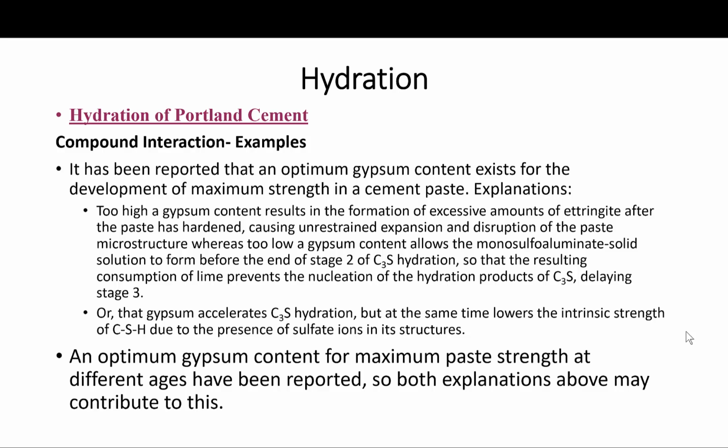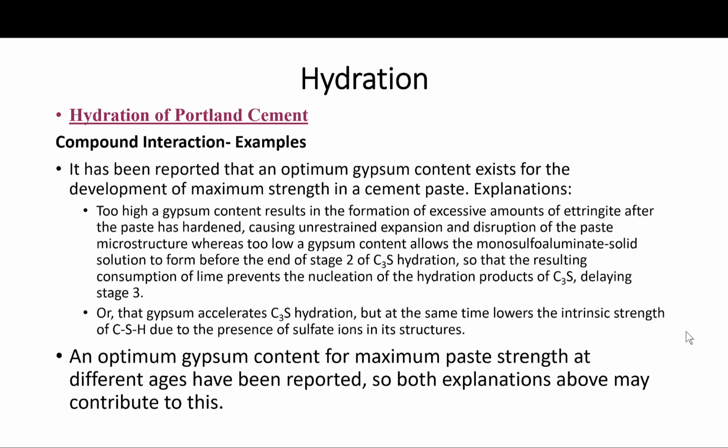Whereas when we have too low a gypsum content, this allows the monosulfoaluminate solid solution, if you remember I showed this in the previous lecture, to form before the end of stage 2 of the C3S hydration, so that the resulting consumption of lime prevents the nucleation of the hydration products of C3S, which will delay stage number 3.